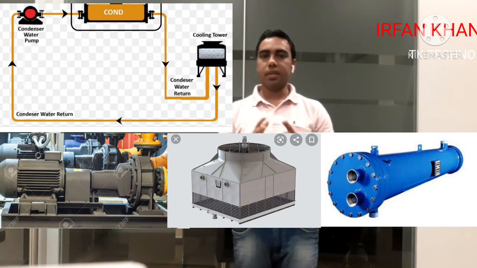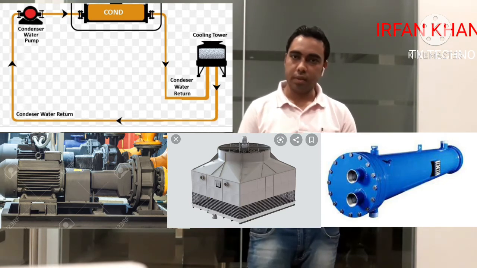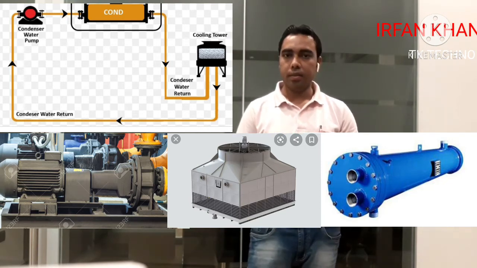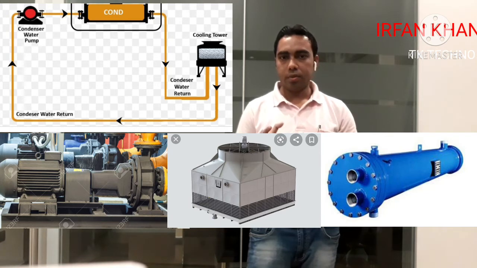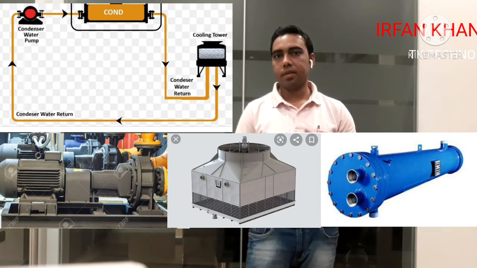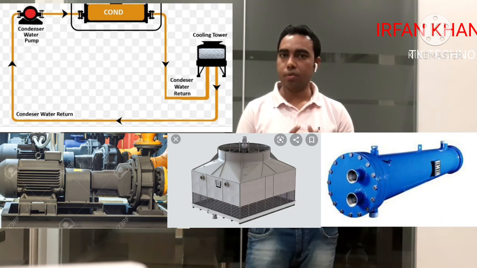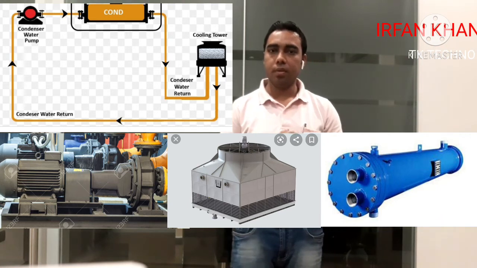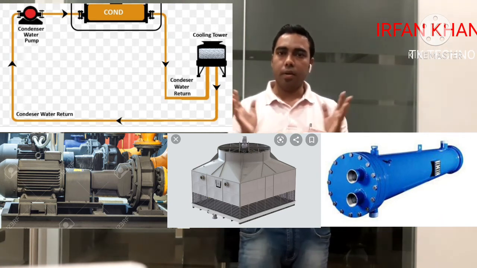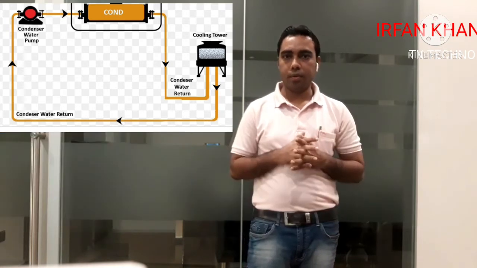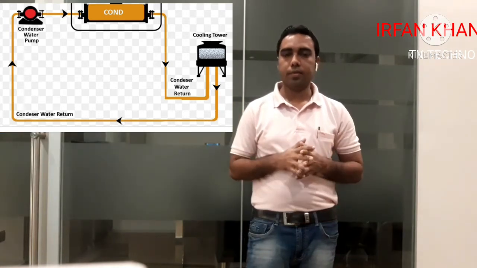As we know, in shell and tube type condenser there are two sides, shell side and tube side. In tube side is water, so this water absorbs the heat of vapor refrigerant which is in shell side of condenser, and this cold water gets into hot water. This hot water goes to cooling tower. Cooling tower is always kept in open area like rooftop or outside.